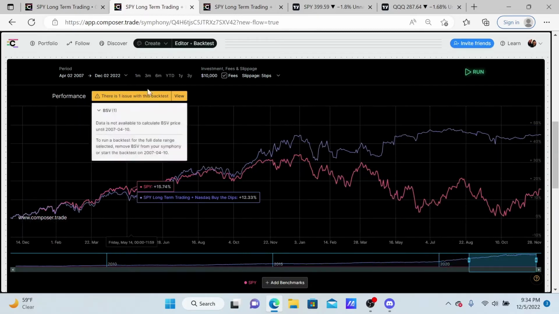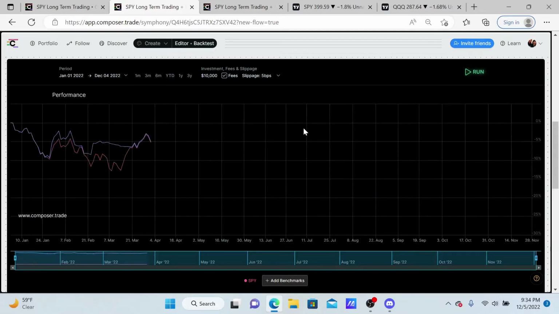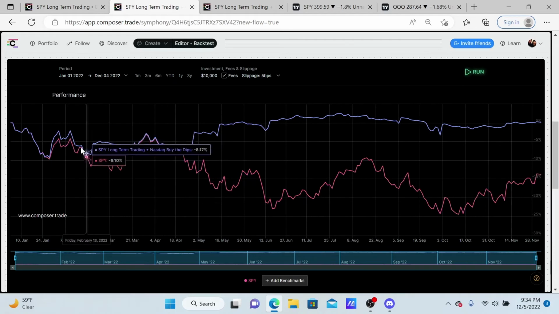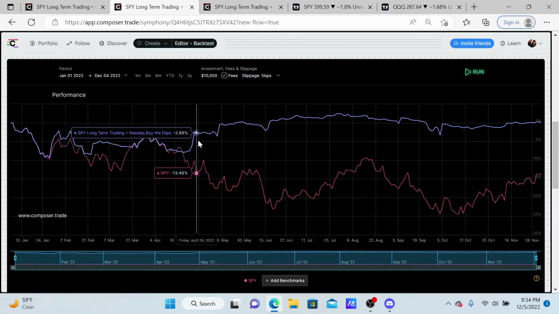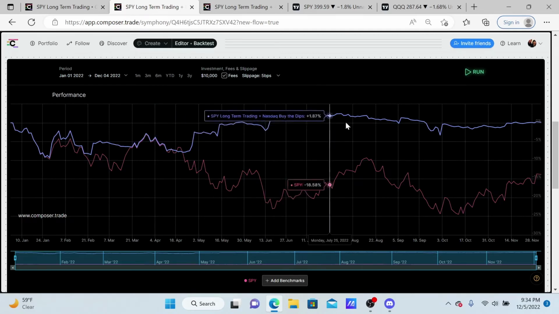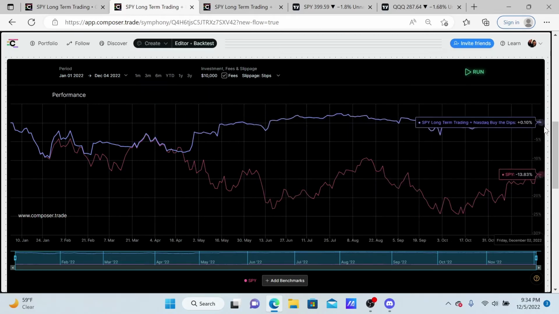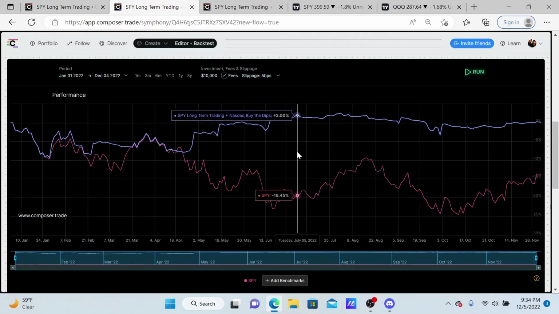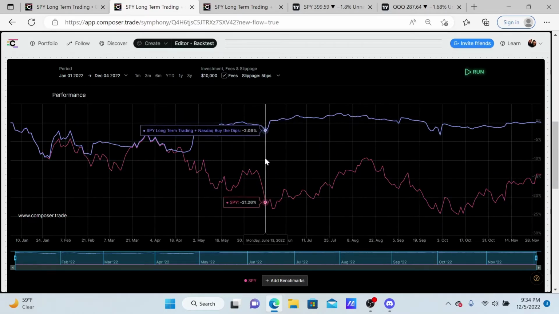If you look at the year to date for 2022, we've basically been in a decline all year. However, due to the dip buys, we did catch some bounces back upward, and the strategy is basically flat for the year, while the S&P 500 is still negative. So it does help out, but you have to be patient with it.